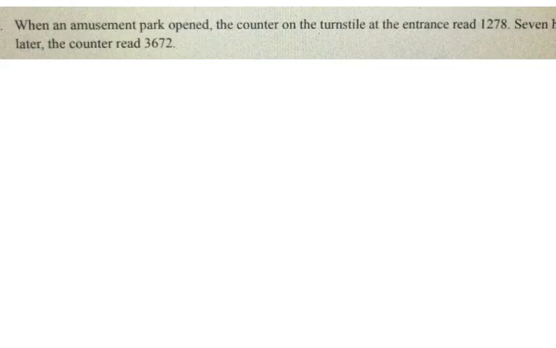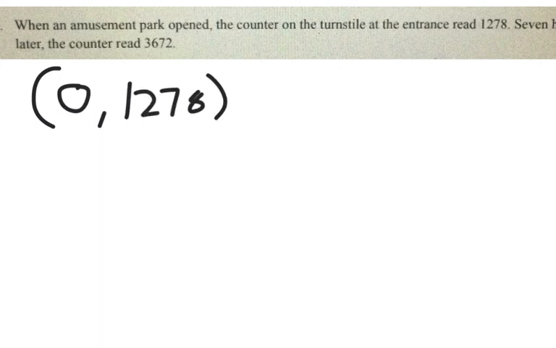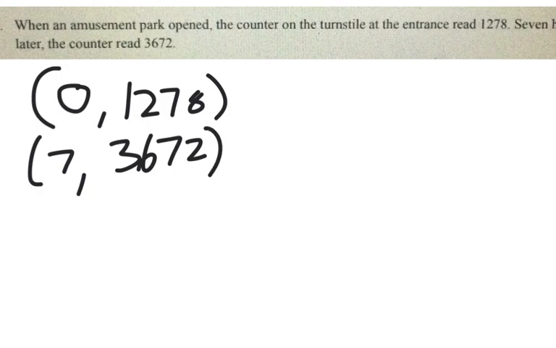Here 11: when an amusement park opened, the count on the turnstile read 1278. 7 hours later, the counter read 3672. So think about the two variables. You have people and you have hours. So we're going to let hours be the x. At the beginning, we're going to make that time 0. So when time was 0, the number of people was 1278. And then 7 hours later means time is 7. The count was at 3672.